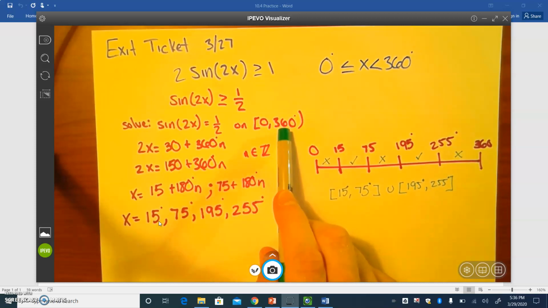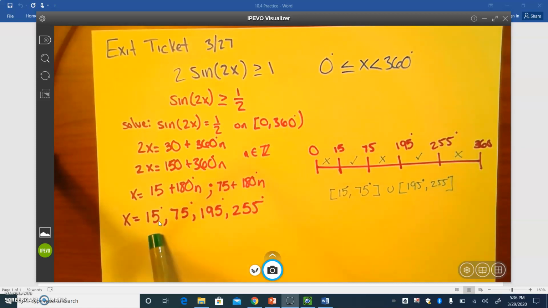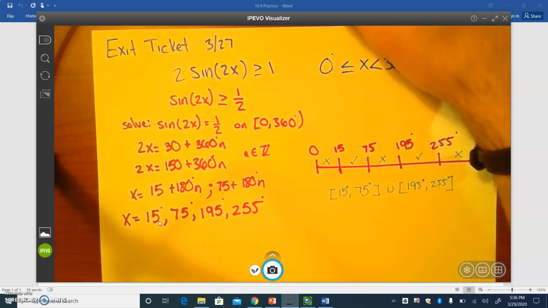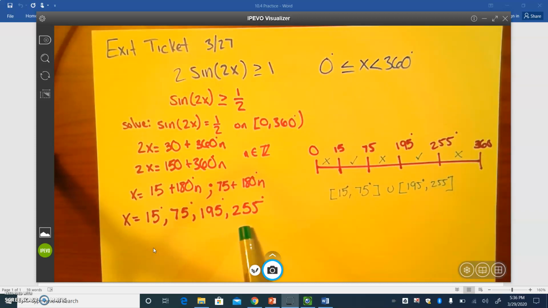But we only want solutions from 0 to 360. So we take the first several solutions you see here. Anything adding or subtracting other than these would be outside of our interval.